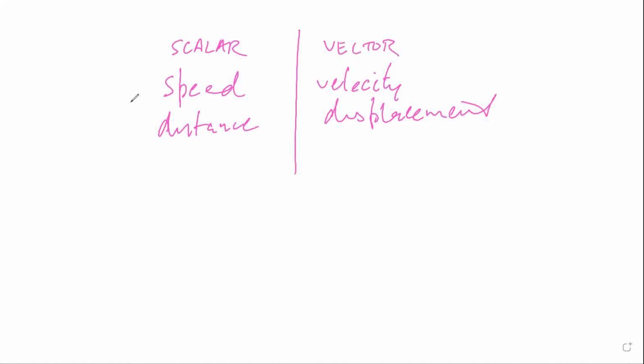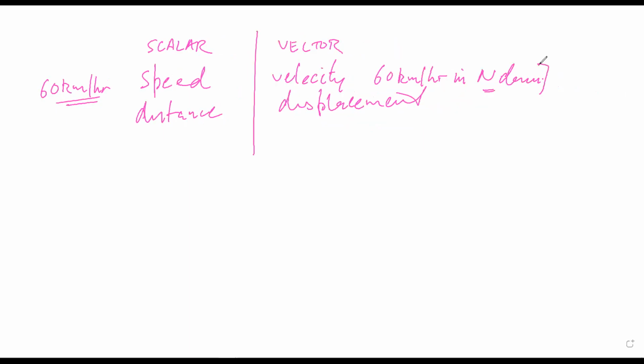These are very common, and they will help us understand the difference between scalar and vector quantities. For example, if I say the speed of the car is 60 kilometers per hour, that is speed. But if I say the speed is 60 kilometers per hour in the north direction, because I have mentioned the direction also, now it will become a velocity. Are we clear? Yes.